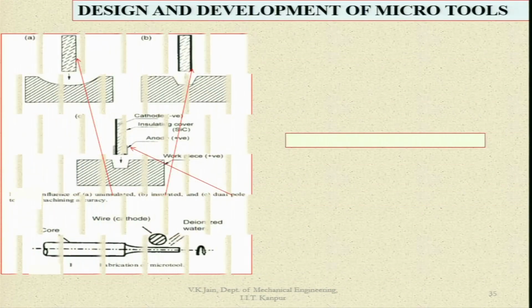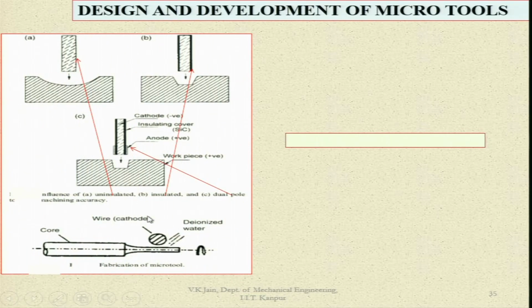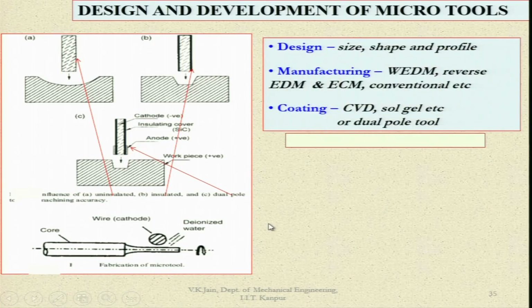Design and development of micro tools. You can see over here, this is the uninsulated micro tool, this is the insulated micro tool, this is the dual pole machining accuracy. You have both poles, this is the cathode and this is the anode, and electrolyte is being supplied from there, and this is the workpiece which is again anode. So, you can have fabrication of micro tools, and these dimensions are in terms of few tenths or few hundreds of microns depending upon your requirement.